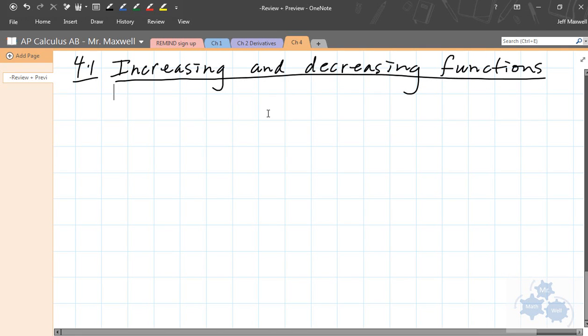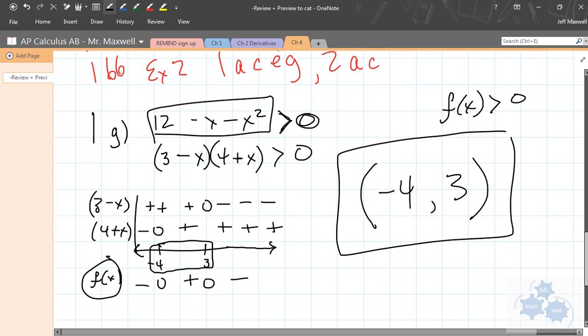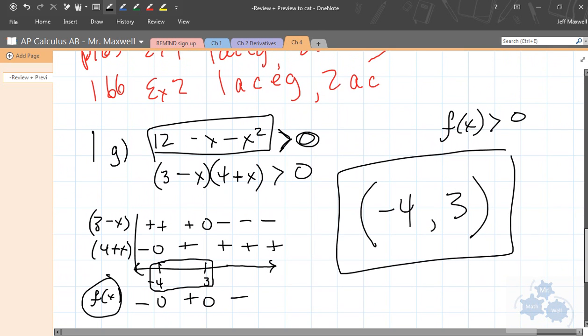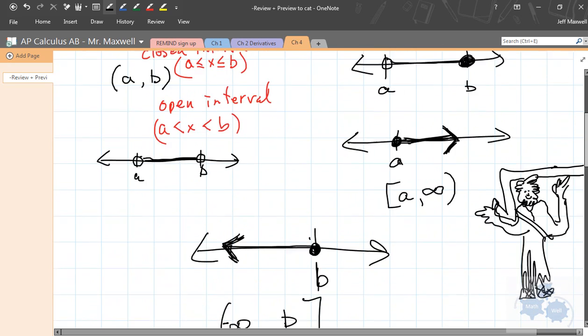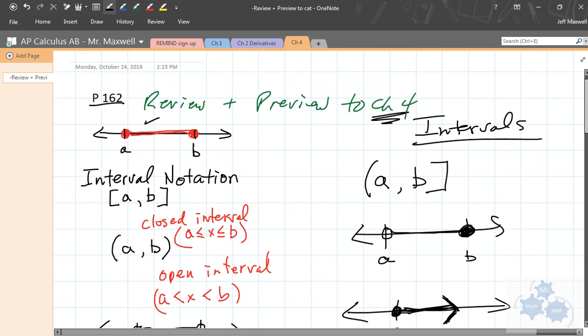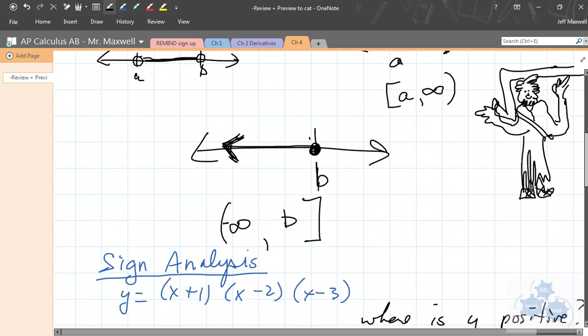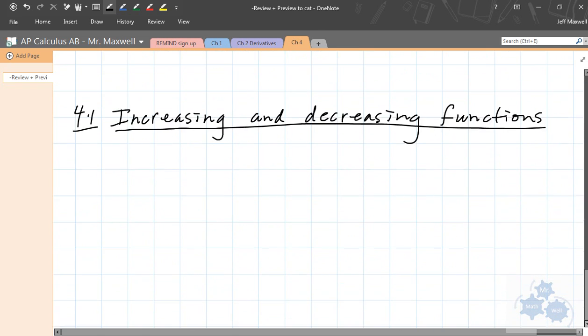Chapter 4, we did the review and preview, which we focused on a couple things. We focused on sign analysis, and that's going to be important right away in this first section of Chapter 4. And we also talked about interval notation. So that was the review and preview to Chapter 4. If you missed that, you might want to watch that video.